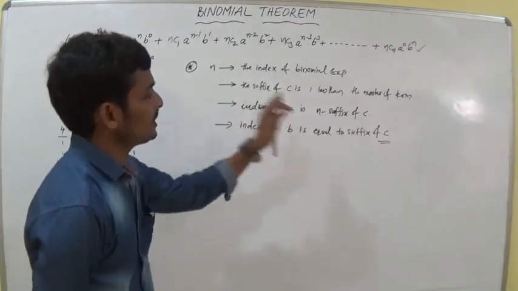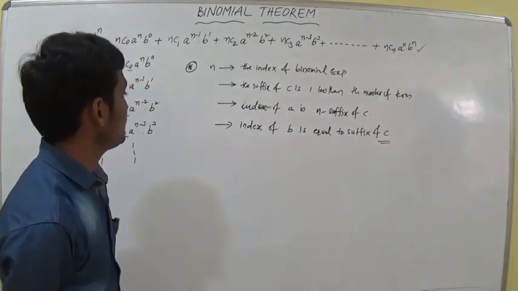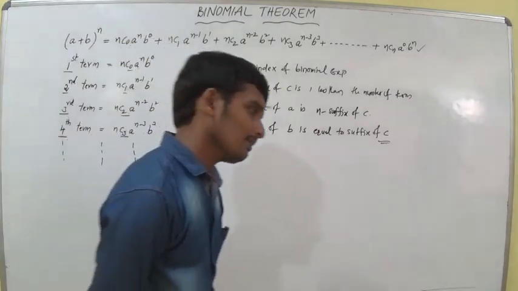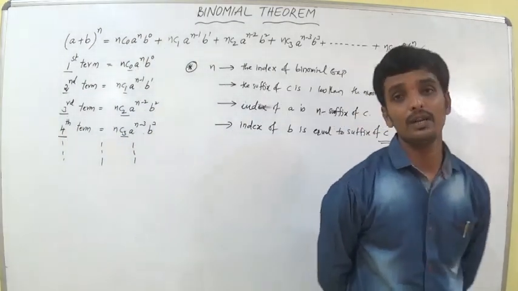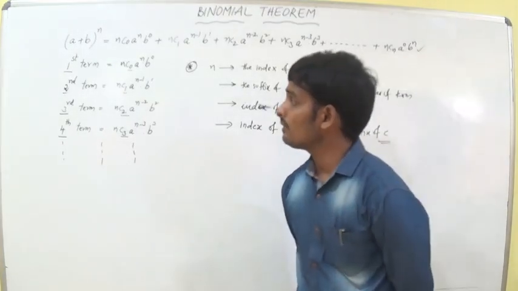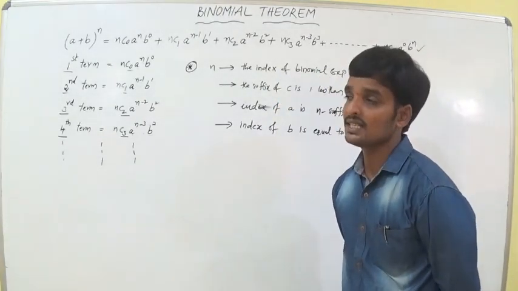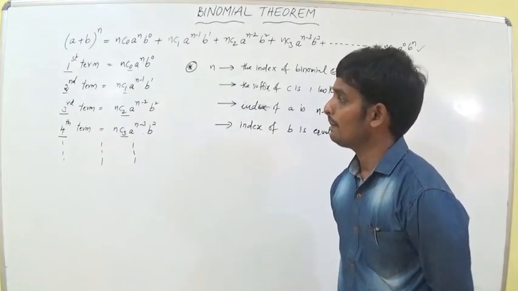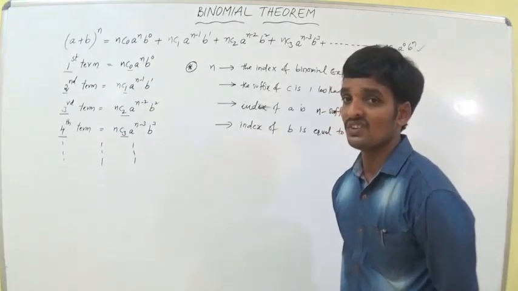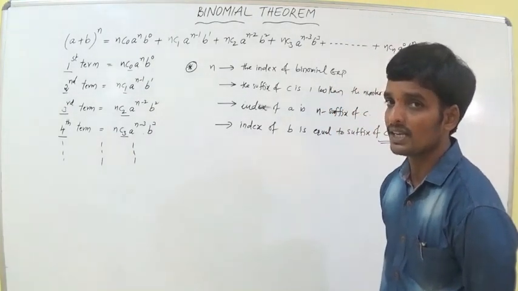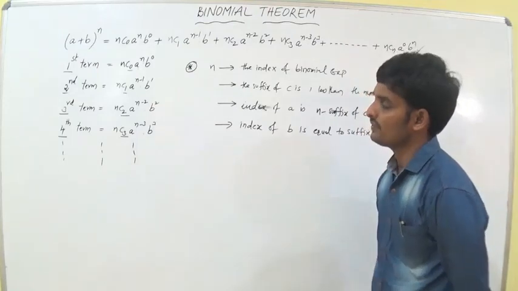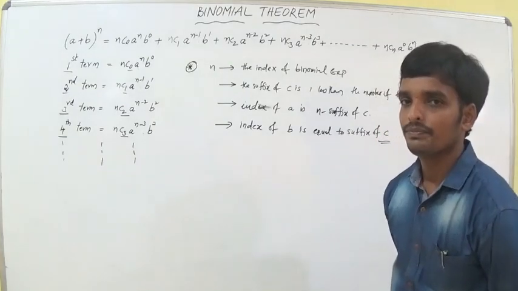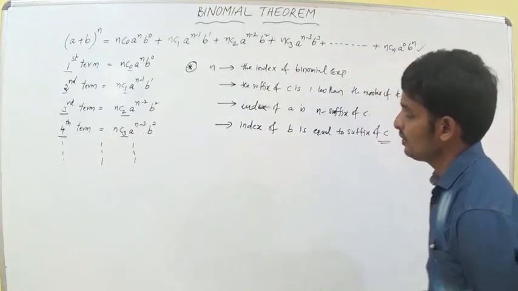Next, the index of a is n minus suffix of C. For example, a power n minus 0 because of nC0. nC1 has a power n minus 1, nC2 has n minus 2. Observe, the suffix of C is 2, so the index of a is n minus 2. Suffix of C is 3, so it is n minus 3. Like that.